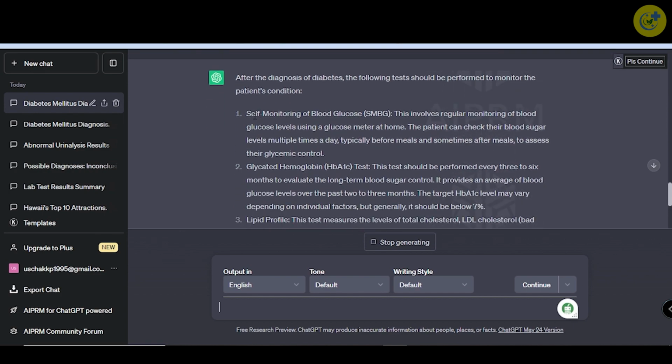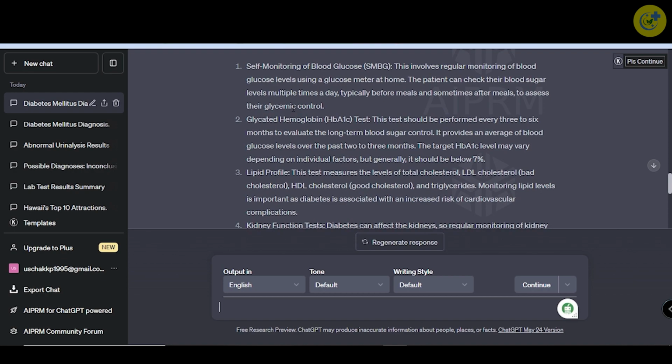Number 1, self-monitoring of blood glucose. Why do we need self-monitoring of blood glucose? ChatGPT said this involves regular monitoring of blood glucose level using a glucose meter at home. The patient can check this blood sugar level multiple times a day, typically before meals and sometimes after meals, to assess their glycemic control. Okay.